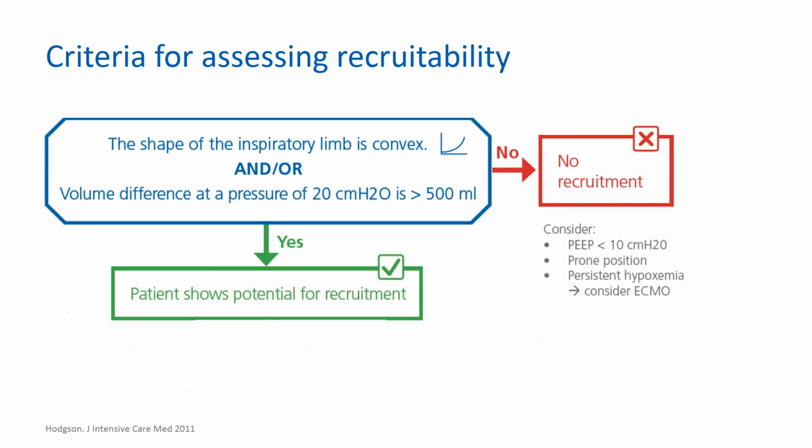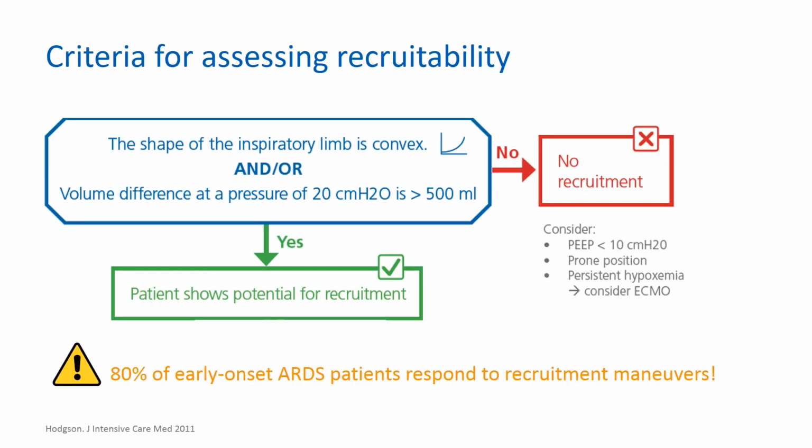If the shape of the inspiratory curve is convex and/or the volume difference at a pressure of 20 centimeters of water is greater than 500 milliliters, the patient shows high potential for recruitment and a recruitment maneuver is warranted. If neither criteria is met, the patient has low recruitment potential. Consider maintaining the PEEP less than 10 centimeters of water, prone positioning, and if persistent hypoxemia is present, consider ECMO.